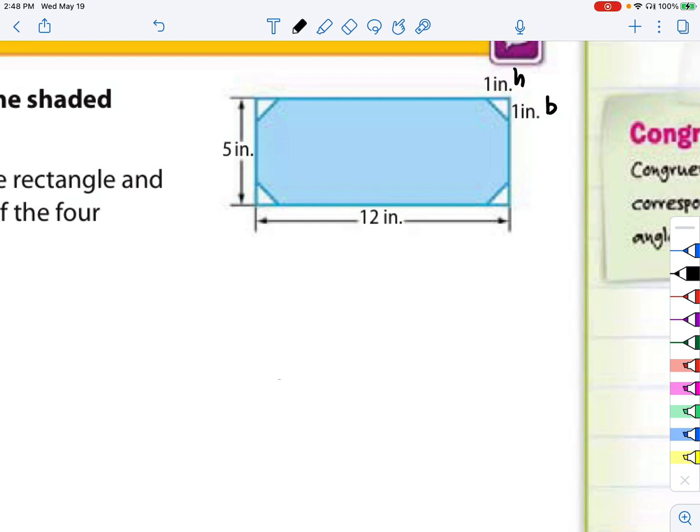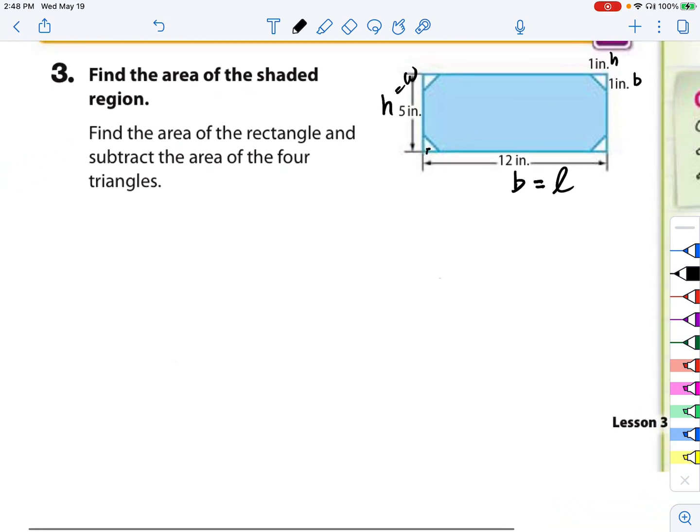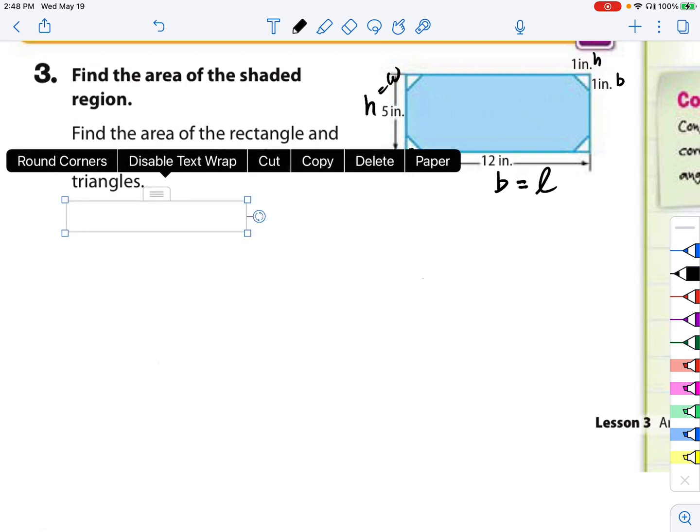Okay? And in our rectangle, we know that the base, or the length, is 12 inches. The width is 5 inches. We can also make this the base and this the height, that's interchangeable with length and width, because in a rectangle, area is length times width, or base times height. Okay, let's first find the area of the rectangle.